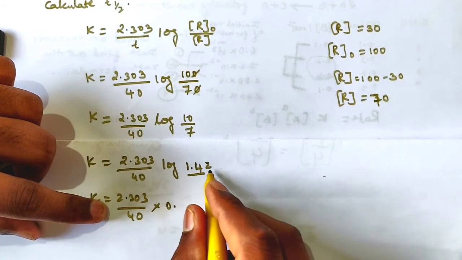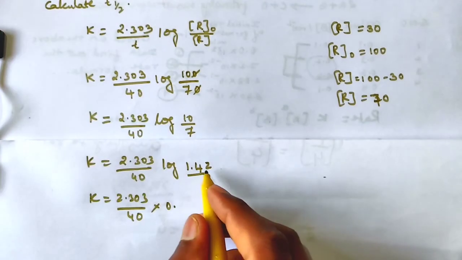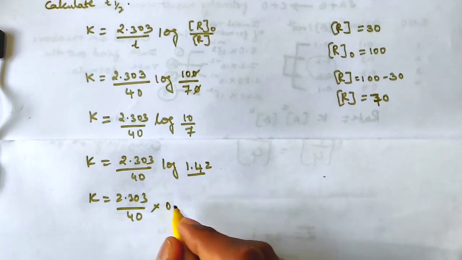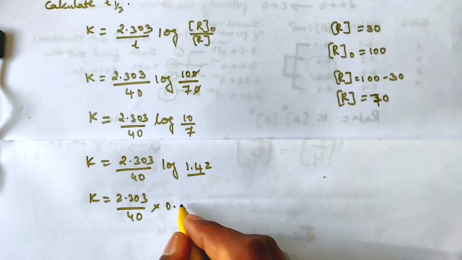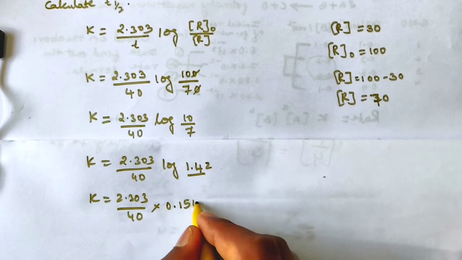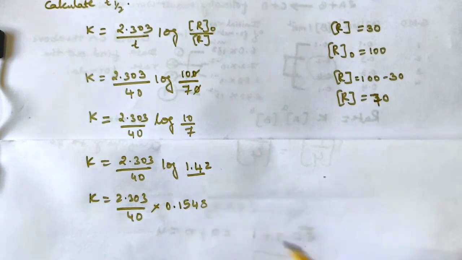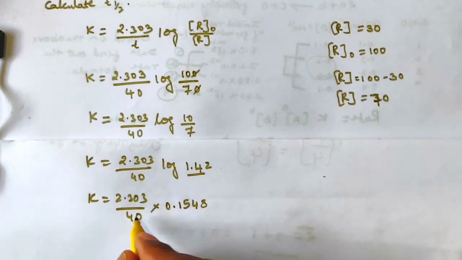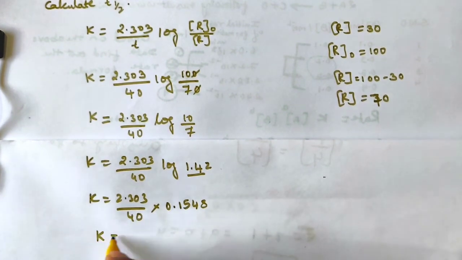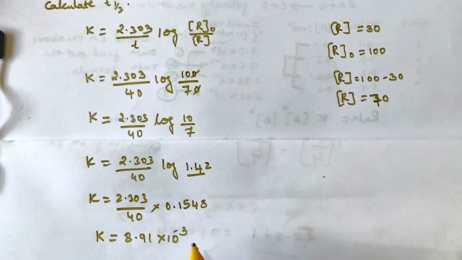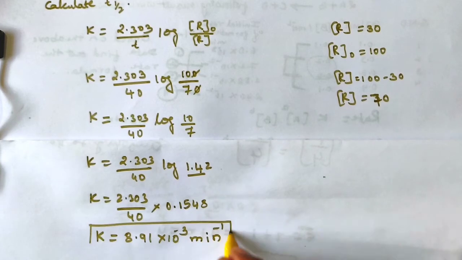For 1.42 we have to see in the log table, so it will be 0.1548. So then multiply and divide this one, then k is equal to 8.91 into 10 to the power of minus 3 per minute. So this is the value of k.